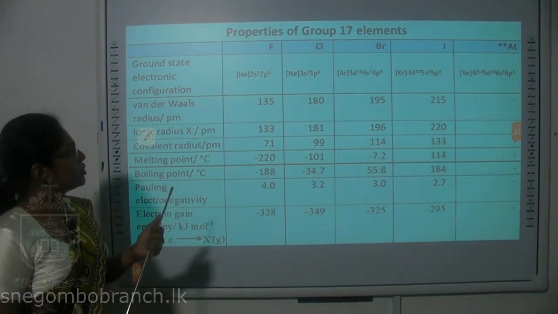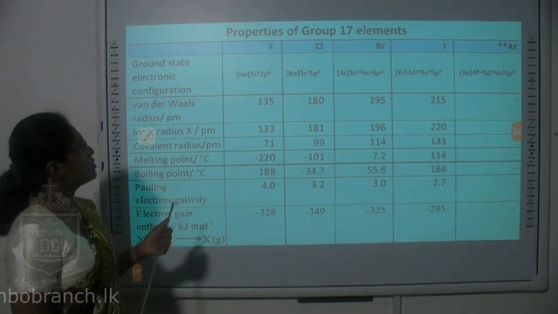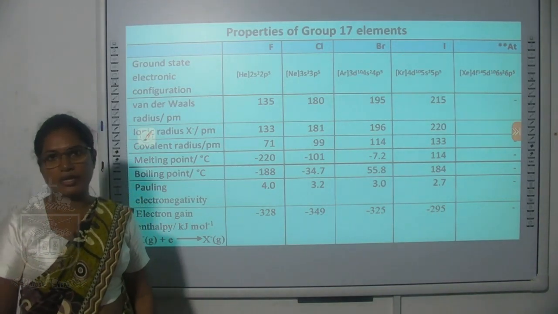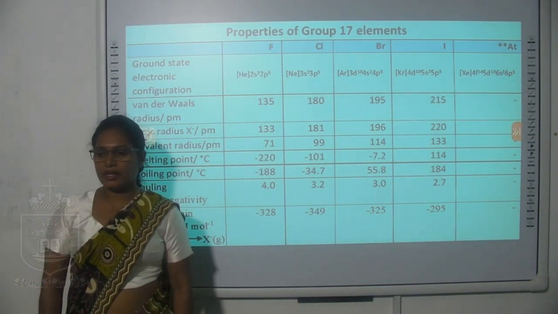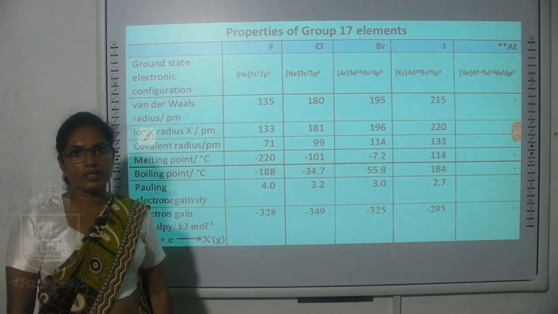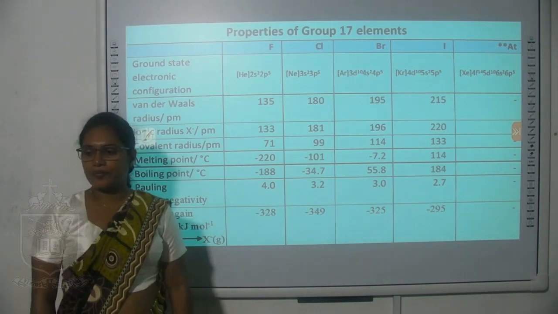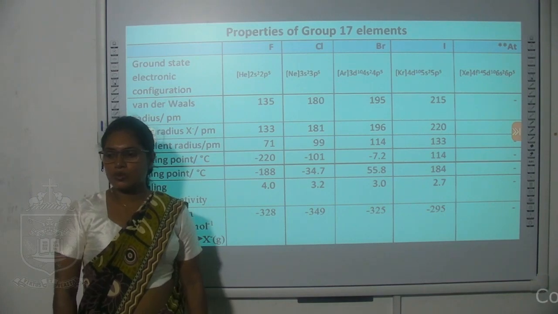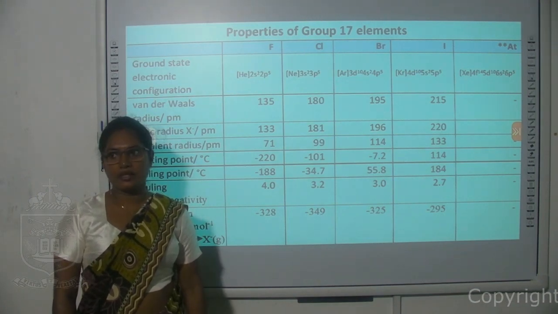Now we have to study about the properties of group 17 elements. If we take the ground state electron configurations, all the elements consist of the ns2 np5 electron configuration.